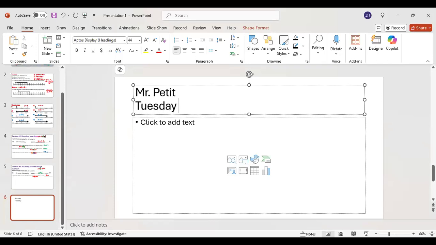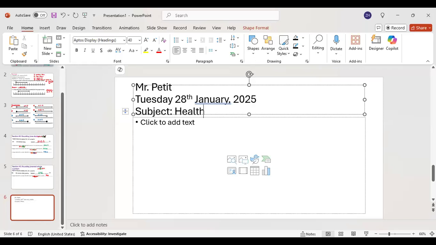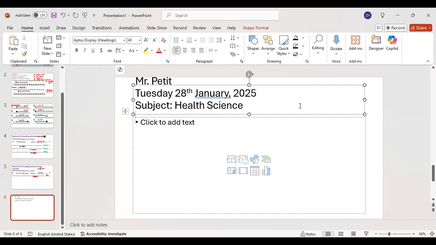Okay. All right, today is Tuesday, the 28th of January 2025. We'll be doing science now. The subject is, of course, health science. May I use the restroom, please? Yes, you can. And the topic is, the last thing we did in general science, we're looking at the teeth.